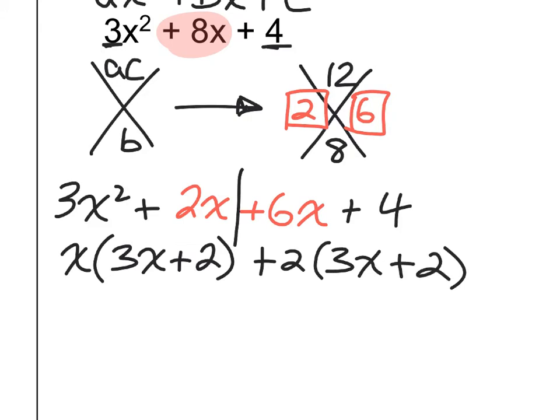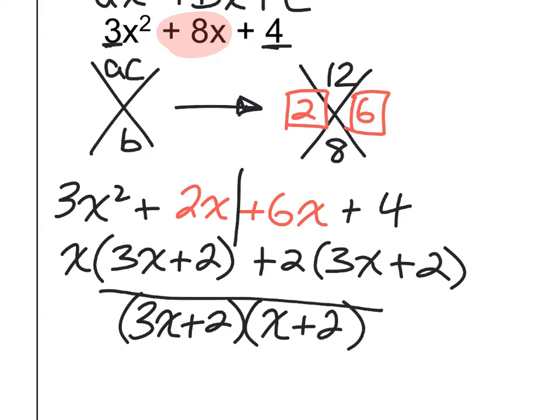Now remember, a nifty shortcut is that once you know what the binomial is on the left, you know what the binomial is supposed to be on the right. You just figure out what the multiplier has to be in order to equate to what you started with. Now I could just yank out the 3x plus 2. If I withdraw that from the polynomial, I'll be left with just an x plus 2. And that would be our set of factors.